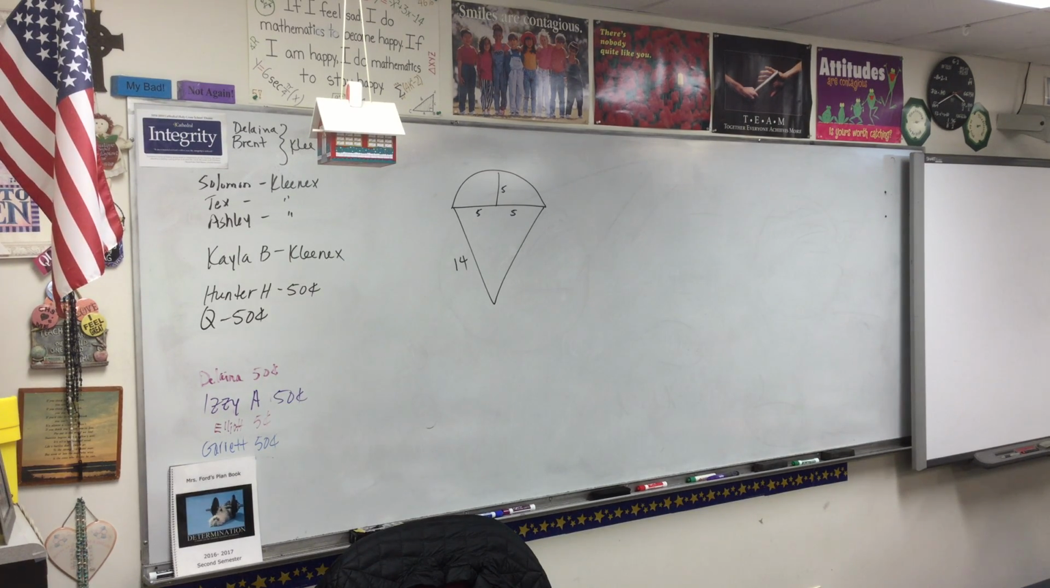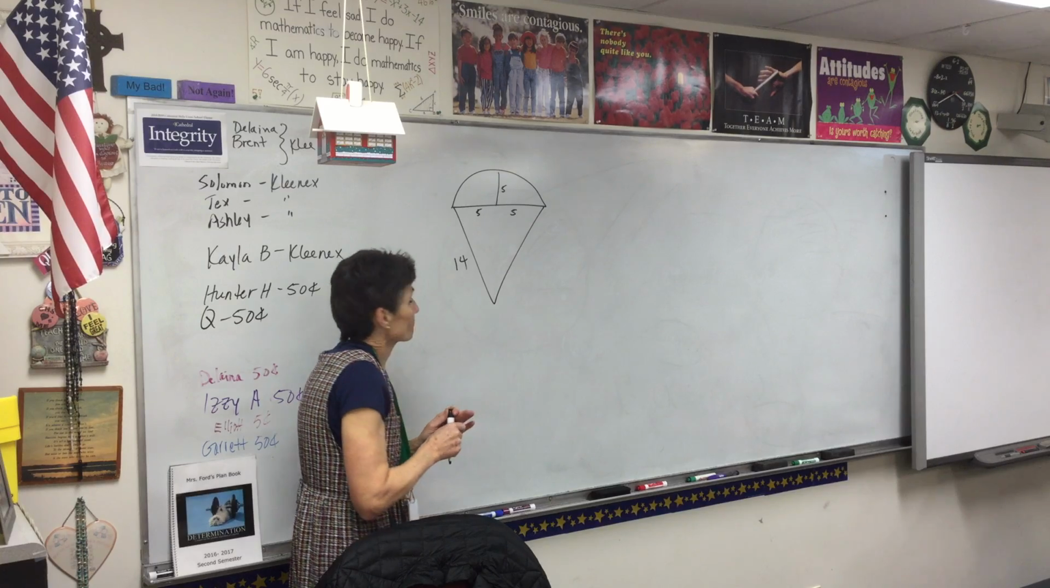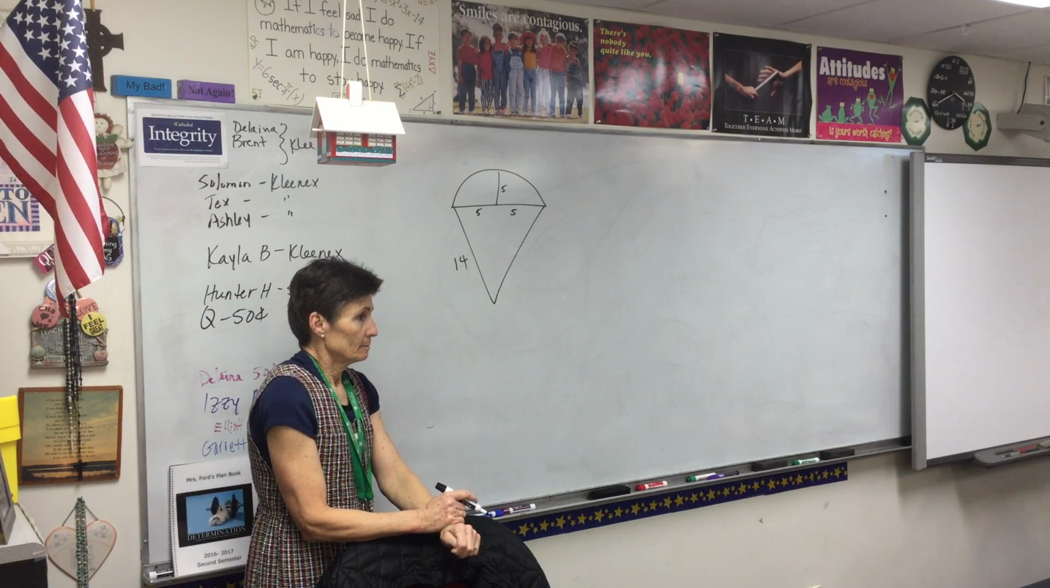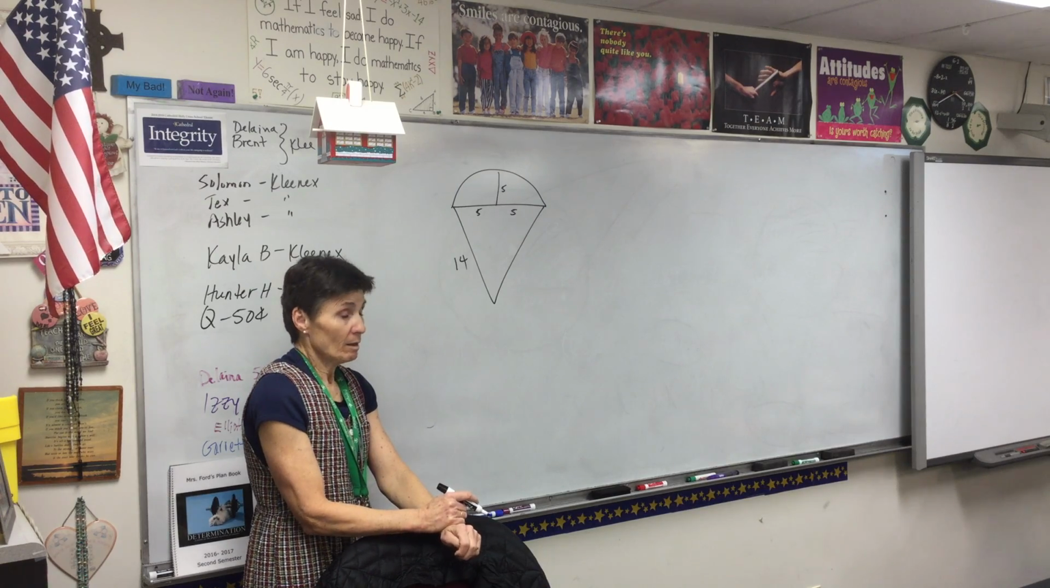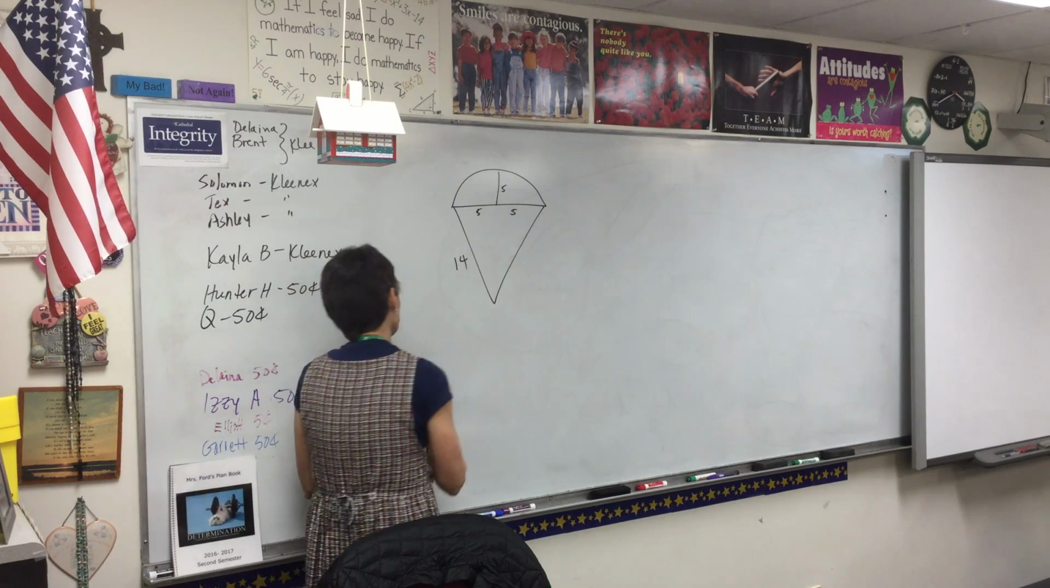Alright, so here we go. Well, let's find the area of this thing. Any thoughts? Any ideas? Well, what shapes do we have? A triangle and a semicircle. We have a triangle and a semicircle.